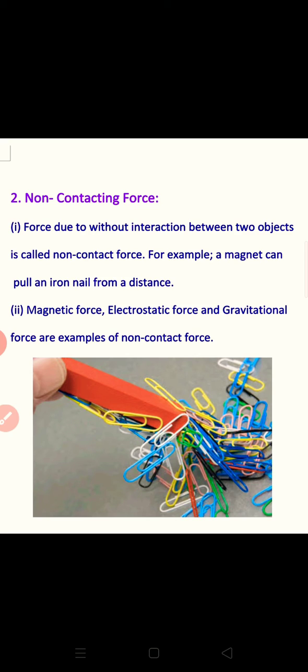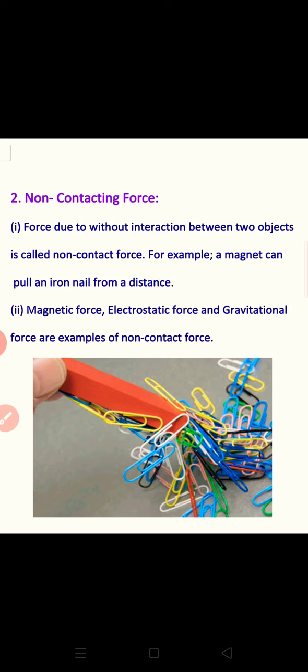Now, non-contact forces. What are non-contact forces? These are the forces in which interaction is not needed, in which two objects exert force on each other without interaction or without contact.